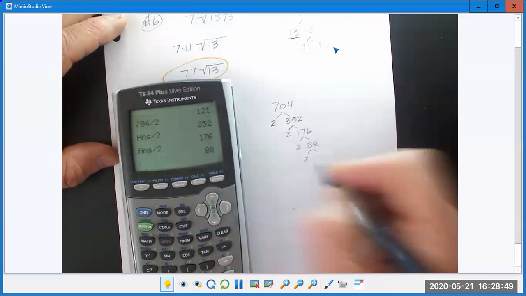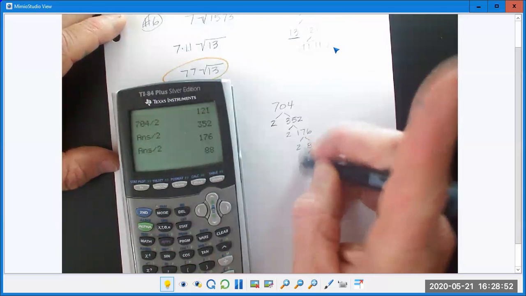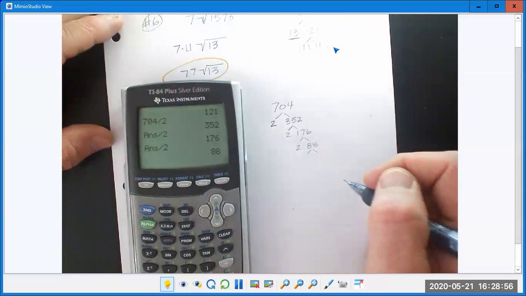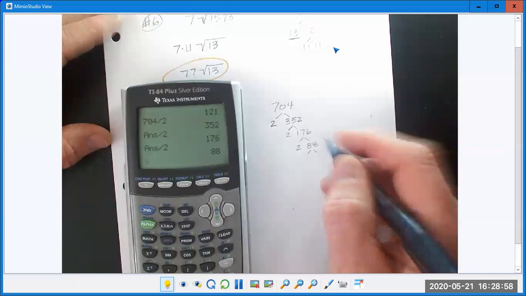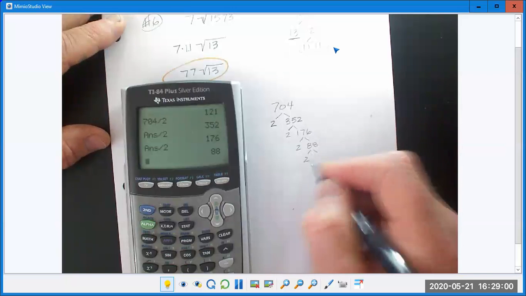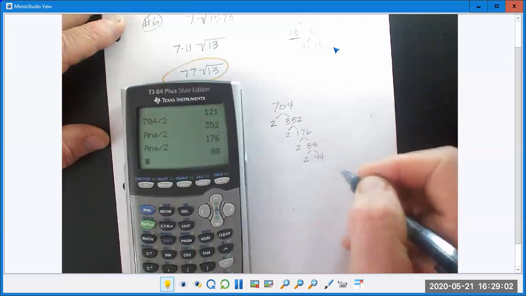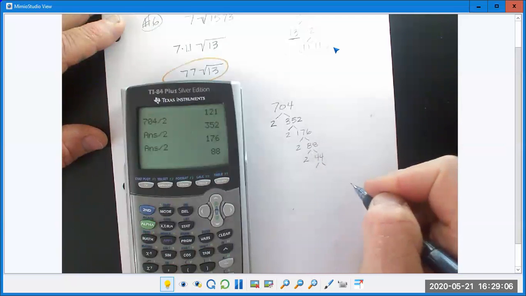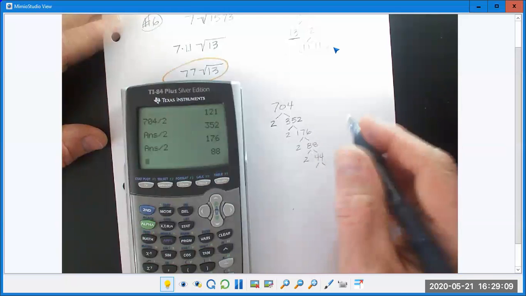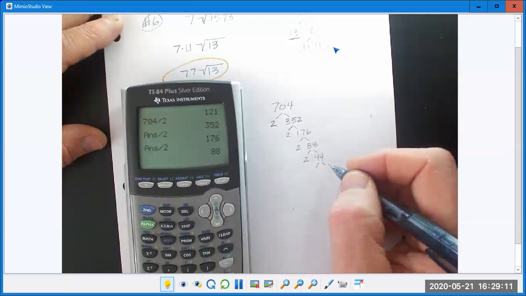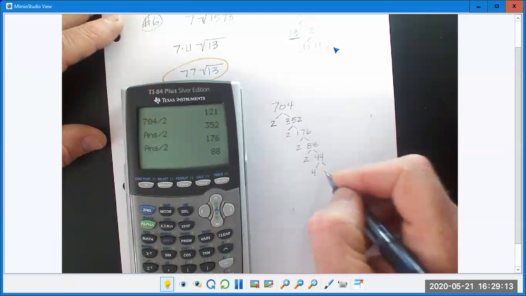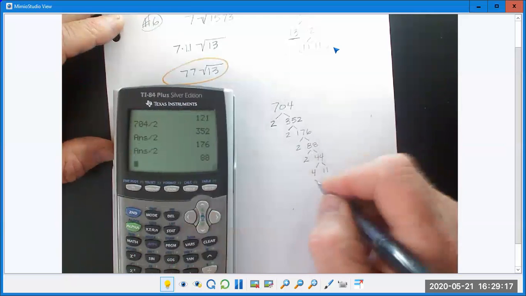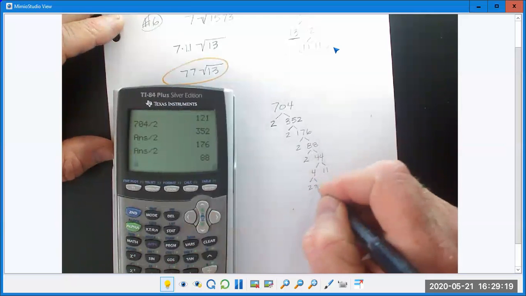Oh, no, I don't want to do any more 2s. What should I do now? I mean, I can go with 2s. It's not a problem. I can go 2 times 44. And then what does 44 break down to? Think about a perfect square. 4 times 11. Okay. And then this breaks down to 2 and 2.